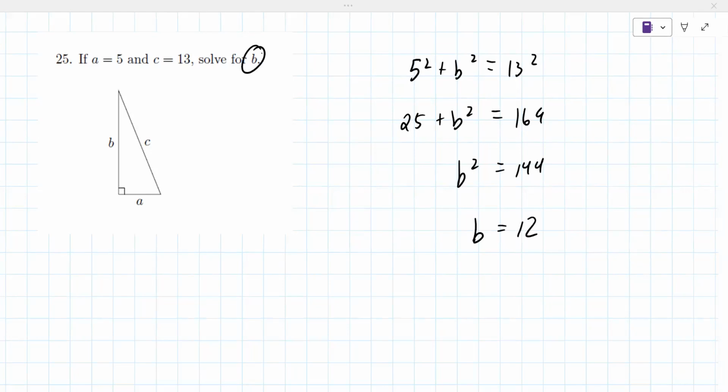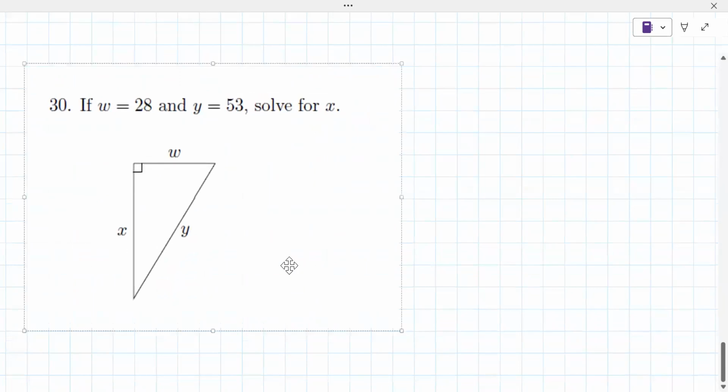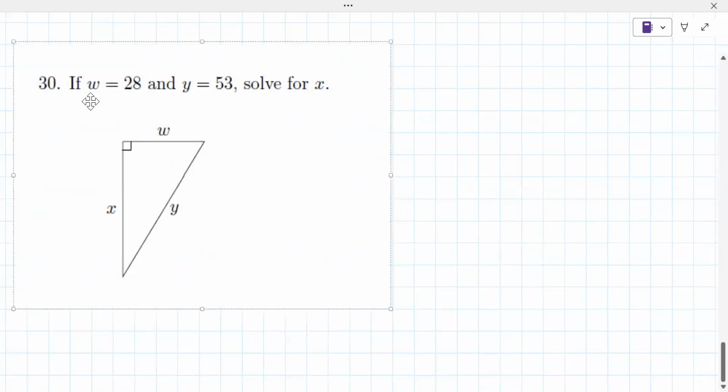Again, the only other little wrinkle to this is, what if it's not A, B, and C? So that's what you got here. They're giving you W, which is a leg, Y, which is a hypotenuse. It's not A, B, and C. I would recommend changing it to A, B, and C. So if you want, you can do that. But go ahead and solve for X for me, please, and then we'll transition to a new topic.